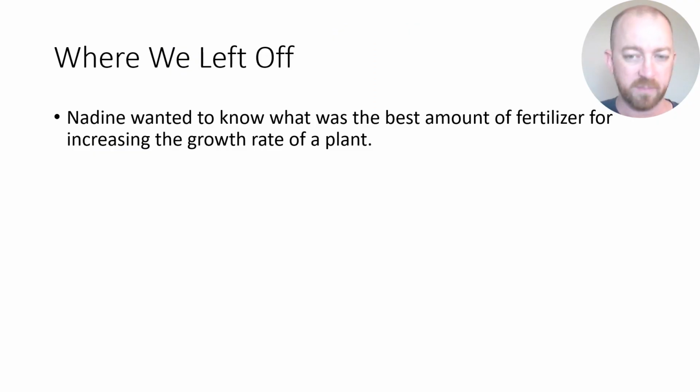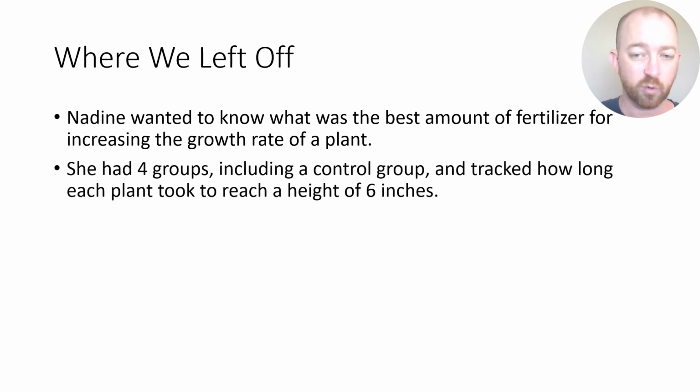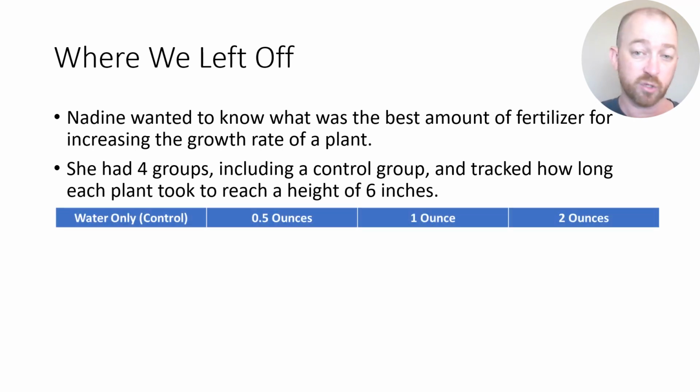To catch you up if you haven't been following along, or if it's been a little while, there was somebody named Nadine in our scenario. Nadine came up with a new plant fertilizer and wanted to see which amount of fertilizer was most effective in helping these plants to grow as fast as they could. She had 4 different groups, including a control group, and her dependent variable was how long it took in days for these plants to reach the height of 6 inches. Here were her groups. She had a control group that received only water, a group that received only ½ of an ounce of the fertilizer throughout the soil mixture, a group that received 1 full ounce, and a group that received 2 full ounces in their soil mixtures.